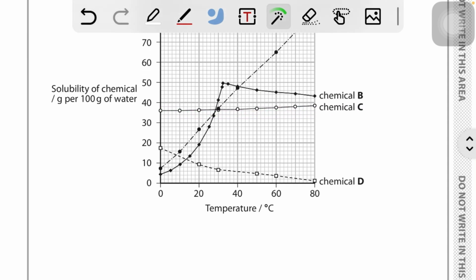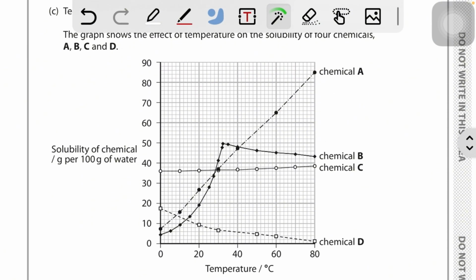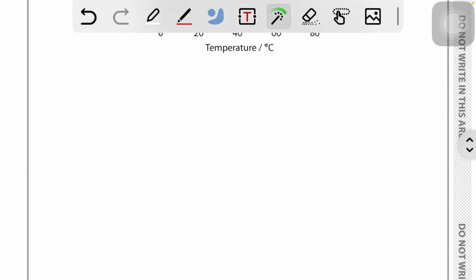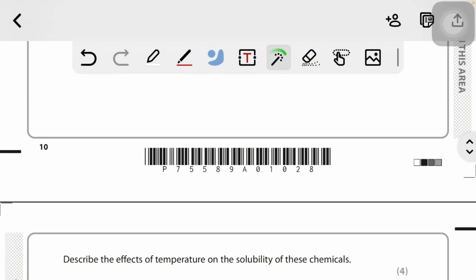So chemical A is always rising. Chemical B rises up to a point and then decreases. Chemical C is quite constant, but it's increasing a little bit. Chemical D never rises, it's always going down. So let's see the question first. Describe the effect of temperature on the solubility of these chemicals.